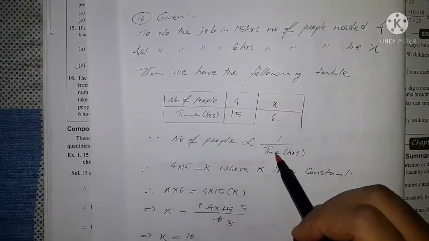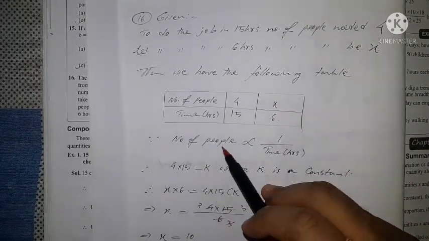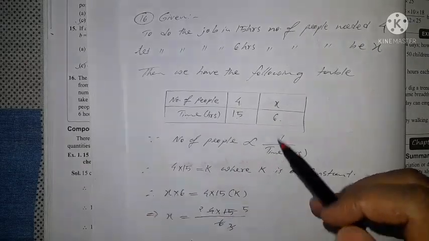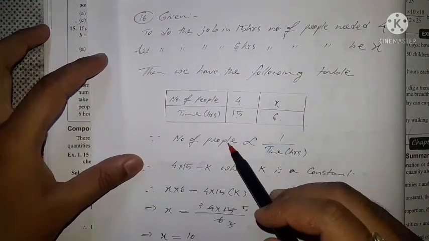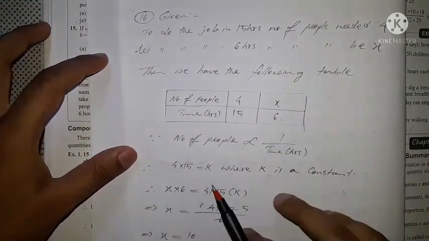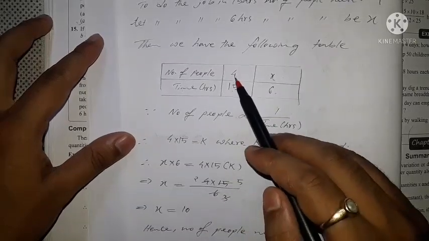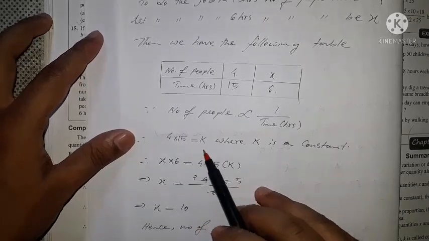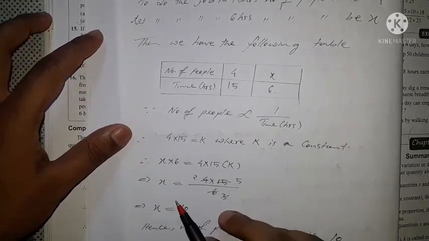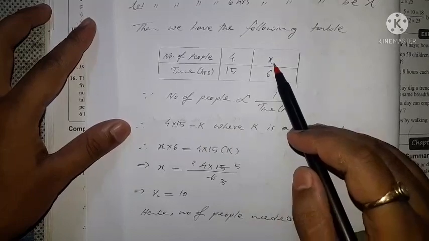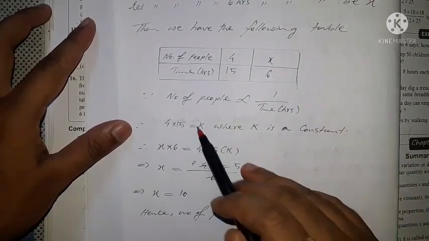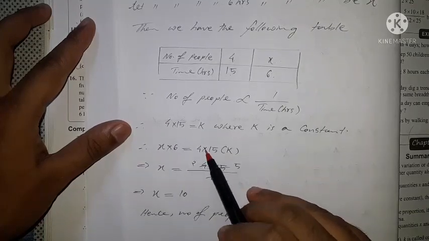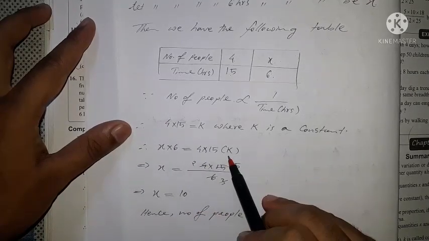Now the number of people and the time are inversely proportional. If the number of people increases, the time will decrease. And if the time increases, the number of people will decrease. So 4 into 15 is a constant, where K is a constant. Therefore X into 6 will be this value of K. So X into 6 is equal to 4 into 15, that is the value of K.